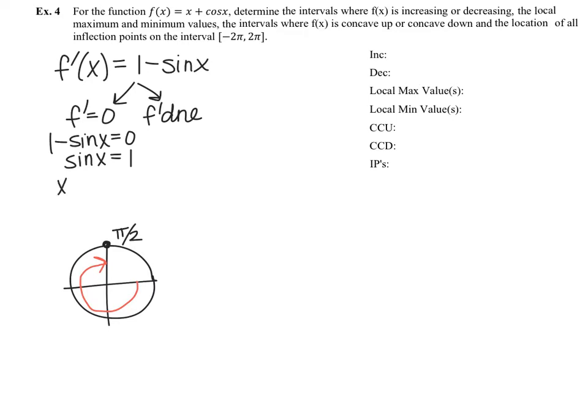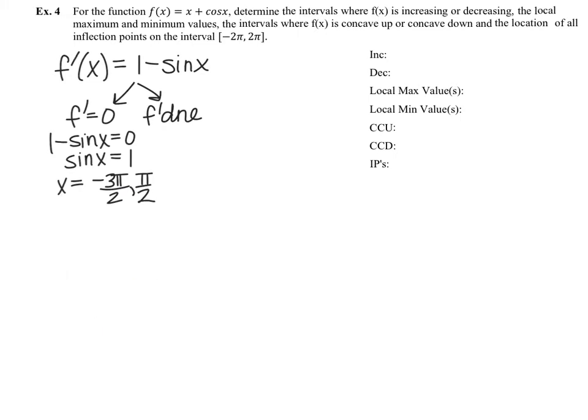So we have two x values in the given interval. One is negative 3 pi halves, and the other is positive pi halves, where sine of x will equal 1. So now we'll do the first derivative test, and we're going to check the sign of the first derivative around these critical numbers. So around negative 3 pi halves and positive pi halves.